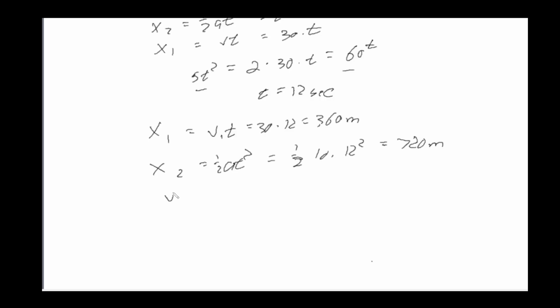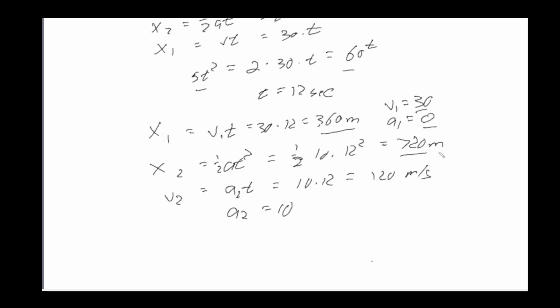The velocity of car 2 is given as at, which is equal to 10 times 12, or 120 meters per second. And we're given the acceleration of car 2 is equal to 10, and we're given the velocity of car 1 is equal to 30, and its acceleration is equal to 0. So we've now found all of the numbers we were looking for in part C.